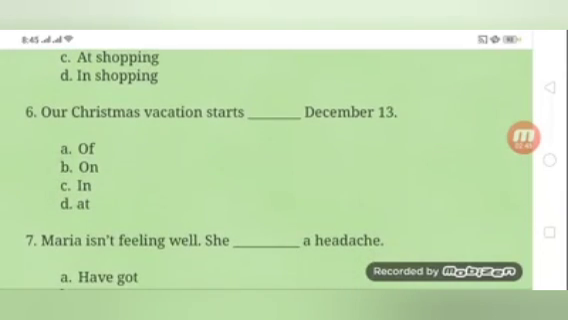Our Christmas vacation starts, okay, so blank December 13. So as you can see here, December 13 is a date. Okay, so you would say on.